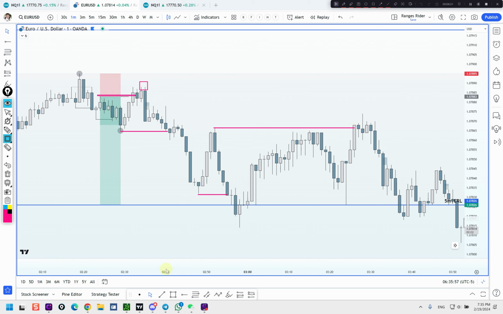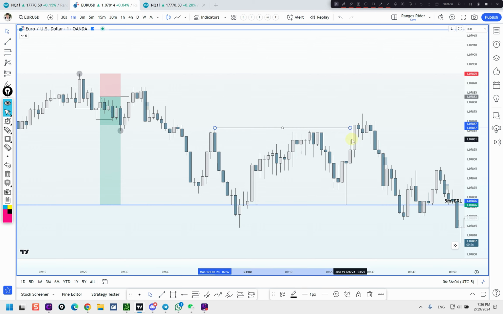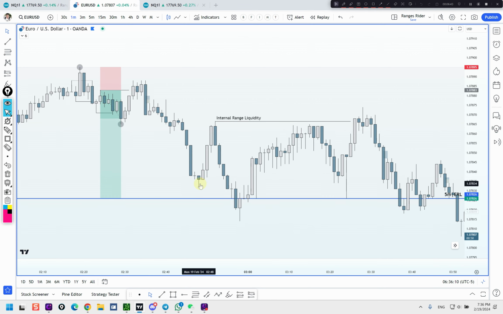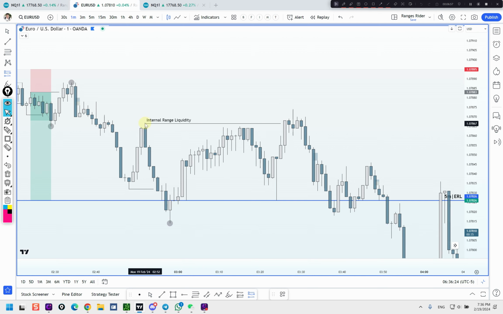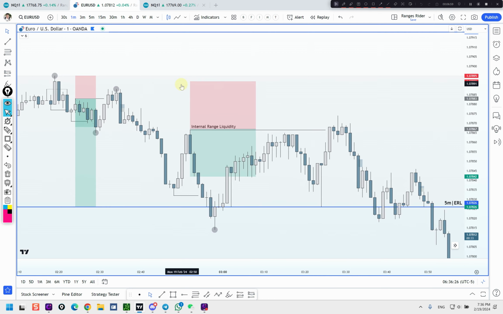structure is here. And this breakup structure is also working as what? Internal range liquidity. Once we have the internal range liquidity, we have the QM here, something here, and now we have the range from there to here. In this case, we have what? We have the internal range liquidity. We can enter here on the internal range liquidity, and stop loss.